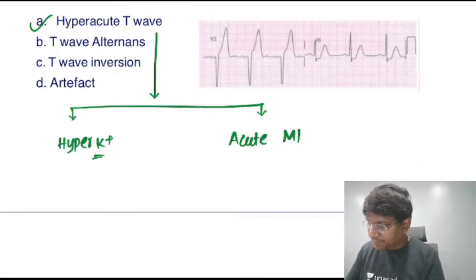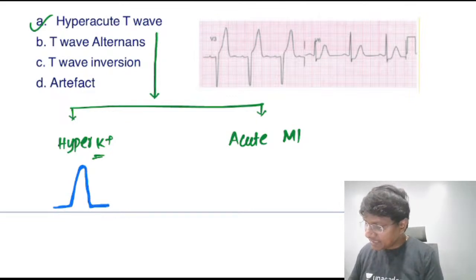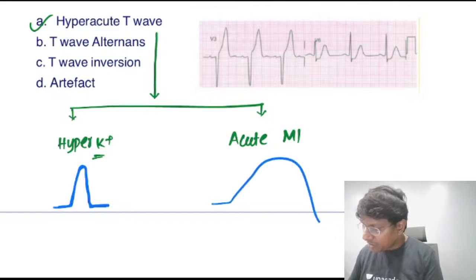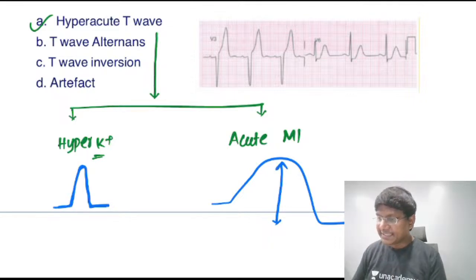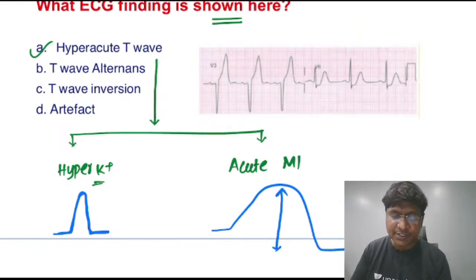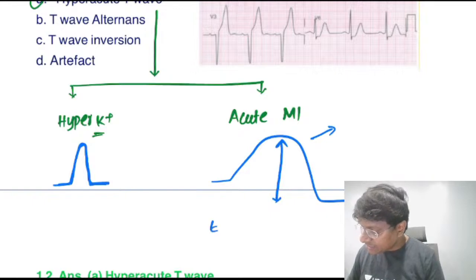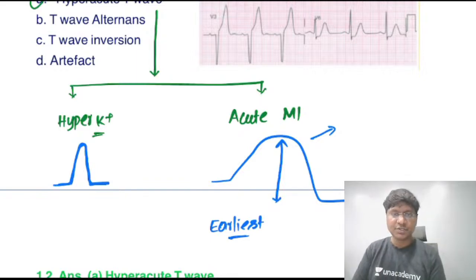But what will be the difference between these two? In hyperkalemia, the T wave is tall, it is the tall tented T wave. Whereas in acute MI, you will have a broad tall T wave. That is the difference between the T wave in hyperkalemia and acute MI. And in acute MI, this broad tall T wave is considered the earliest manifestation in MI. Okay, so that was about the story related to the MI.